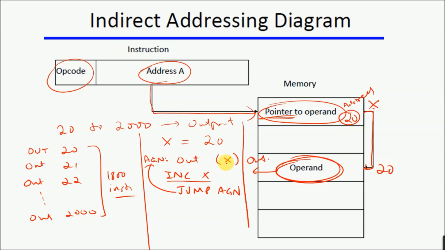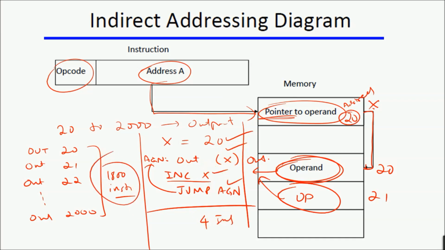So now x is 21. So again it will go to x, then it will go to 21, take the operand from there and send it to output and then jump to again. So it will keep on doing this in a loop, and we have only 1, 2, 3, and 4 instructions to perform the same operation that was being performed by 1800 instructions. And that is the beauty of indirect addressing, pointers, and loops.